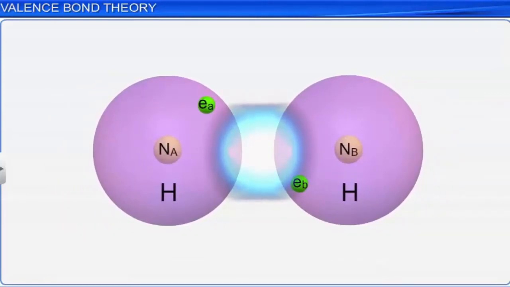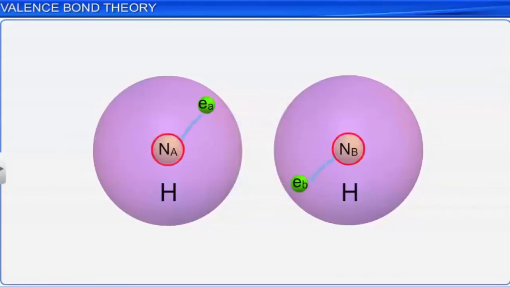The force of attraction arises between the nucleus of one atom and its own electron, that is, between Na and Ea, and between Nb and Eb, and the nucleus of one atom and electron of another atom, that is, between Na and Eb, and between Nb and Ea. Simultaneously, repulsive forces also arise between the two electrons Ea and Eb, and the two nuclei Na and Nb.